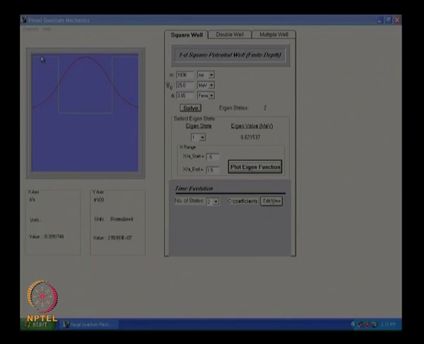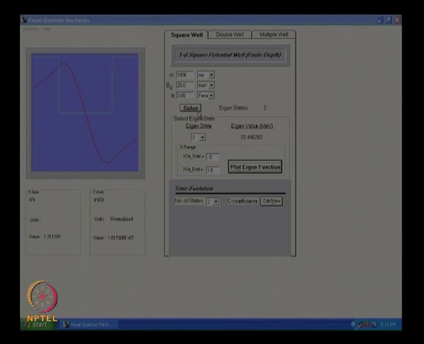So, this is the potential well, and the first eigenfunction has an energy of 6.62 MeV, and it is a symmetric state. The second eigenfunction has an energy eigenvalue of 22.44, right at the edge of the potential well, and it will be an antisymmetric eigenfunction.